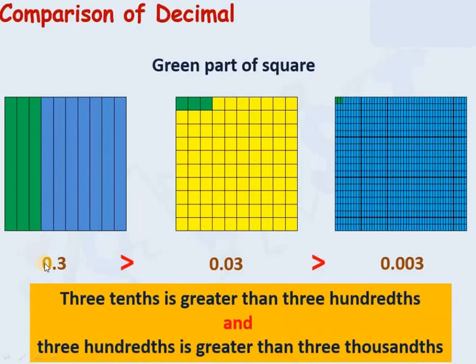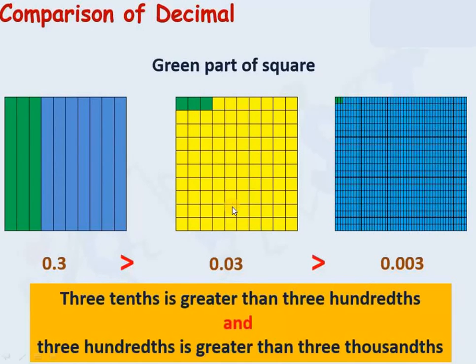So children, the first example in front of you is 0.3. 3 is at the tenths place. So make a box and divide it into 10 parts: 1, 2, 3, 4, 5, 6, 7, 8, 9, 10. Yes, we can see 10 parts. Now out of that you have to color 3 parts. We have colored them with green color. So see, 1, 2, 3. Three colored parts are there, so it denotes 0.3, or 3 tenths.